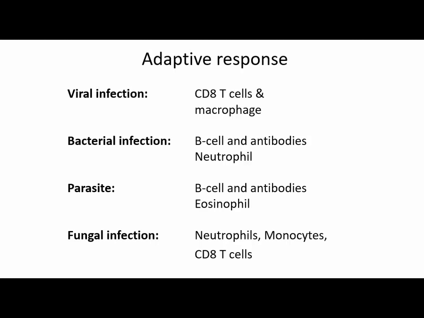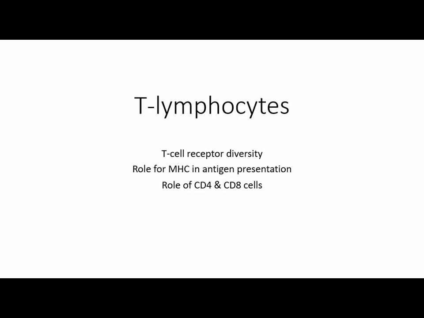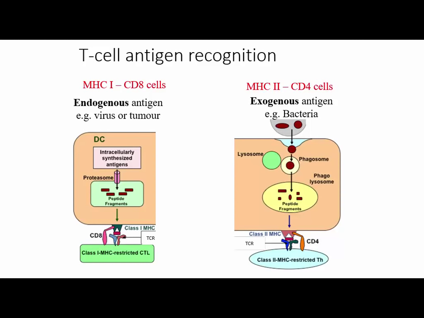And for your own knowledge, the viral infection will be a Th1 response. Bacterial infection will be a Th2 response. Parasite infection will be a Th2 response. And fungal infection will be a Th17 or Th1. Okay, we've been through this before, okay. Endogenous antigen gets presented on MHC1 to CD8 cells. Exogenous antigen gets presented on MHC2 to CD4 cells.